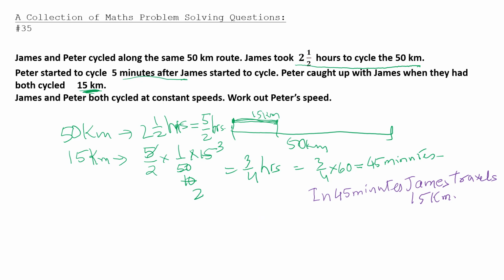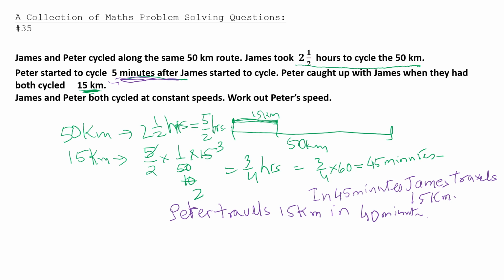So once I do that, we'll come to Peter now. So Peter starts to cycle 5 minutes after James starts to cycle. Not 15, sorry, 5 minutes. So Peter travels 15 kilometers in 40 minutes, because it's 5 minutes less than James's time, so in 40 minutes he will travel.